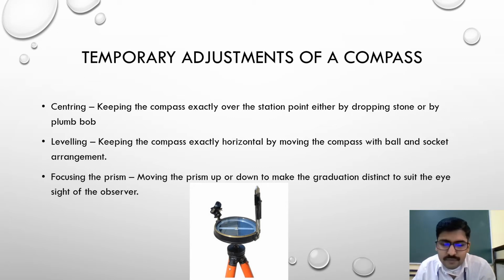In case you find that it is moving along with the compass box, then you are supposed to level it properly, so that when you rotate the compass, you don't find any kind of movement in the magnetic needle along with the graduated circle.